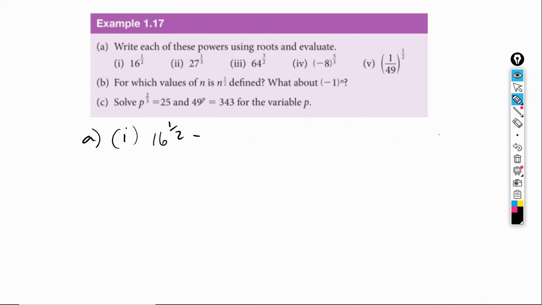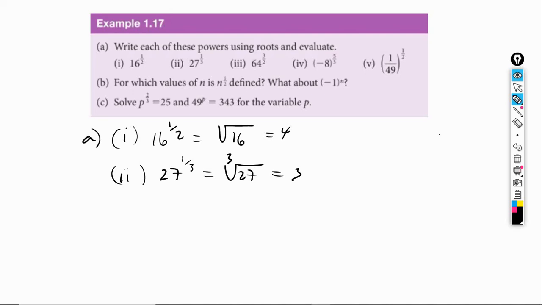So we know that this is simply the square root of 16, and that is 4. For number 2, we have 27 to the 1/3, and this is simply the cubic root of 27, and this is going to equal 3, because 3 times 3 times 3 is 27.